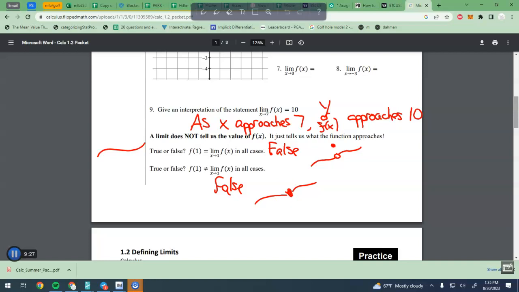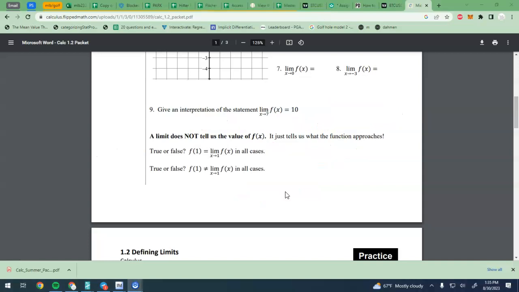Questions on the first 10 there? All right, so do the 1.2 homework right now. Let's see, we might be able to check this and move on.